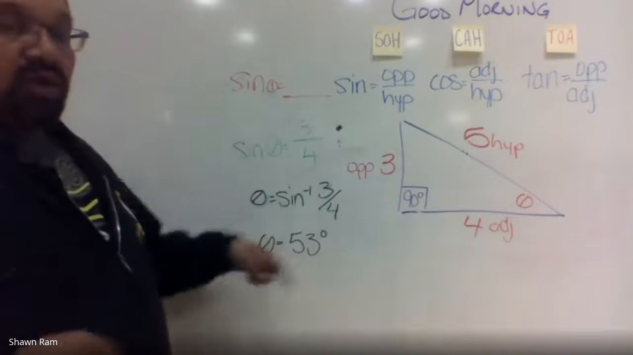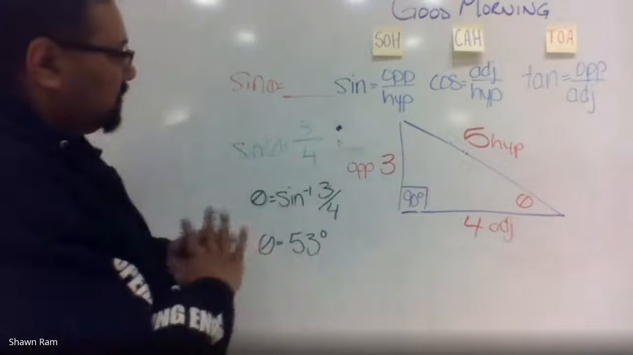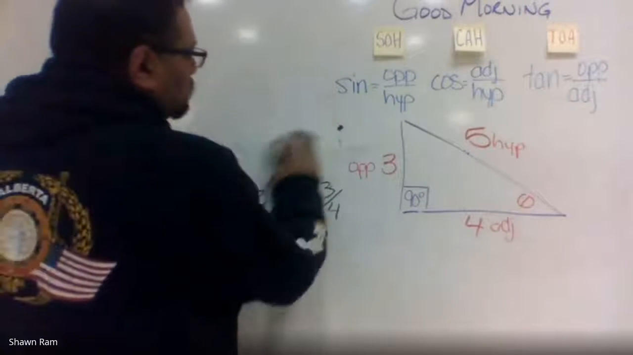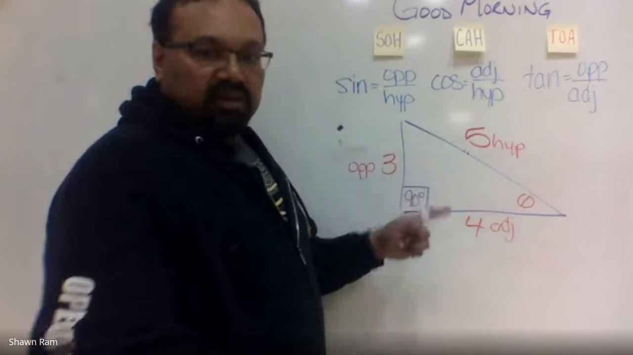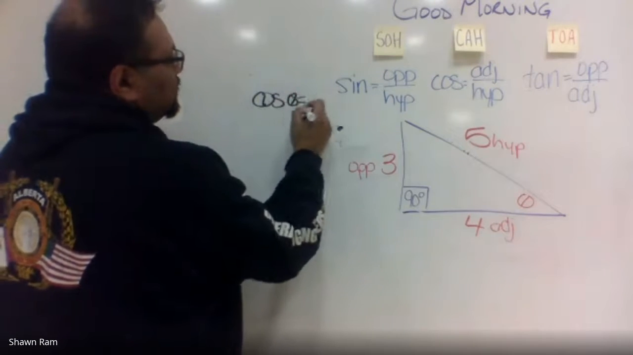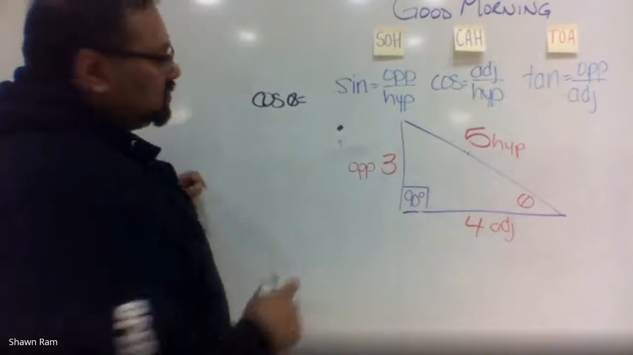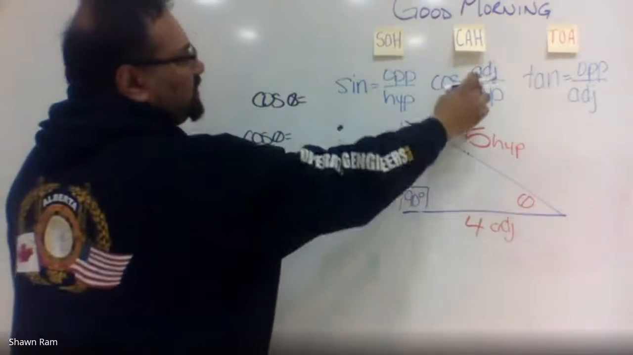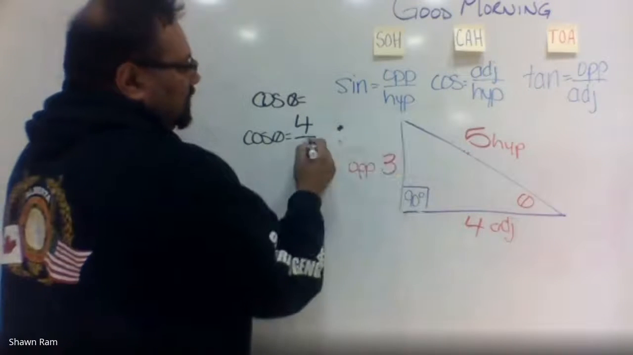Now, if you were to flip these numbers, and now we were going to find cosine, basically same premise or same background, the sides don't change. Once we've labeled the triangle, it doesn't change. Just how we use the formula does. The cos of theta, that's the formula for cos. So the cos of theta is going to equal the adjacent over the hypotenuse.